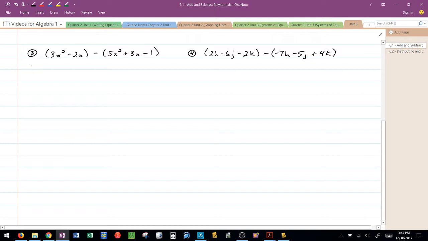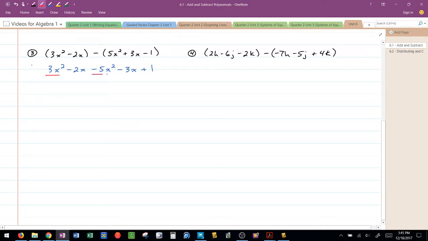For subtraction, it says drop the first parenthesis, so this would leave me with 3x squared minus 2x, and then distribute a -1 into the second parenthesis, which simply changes all the signs. So this would be a minus 5x squared, a minus 3x, and a plus 1. So now I combine like terms.